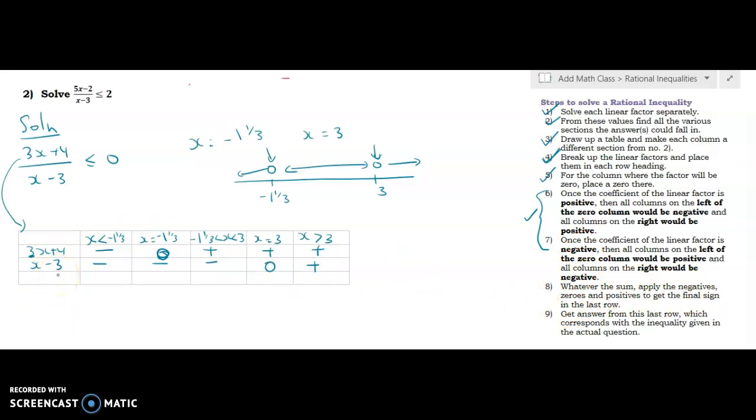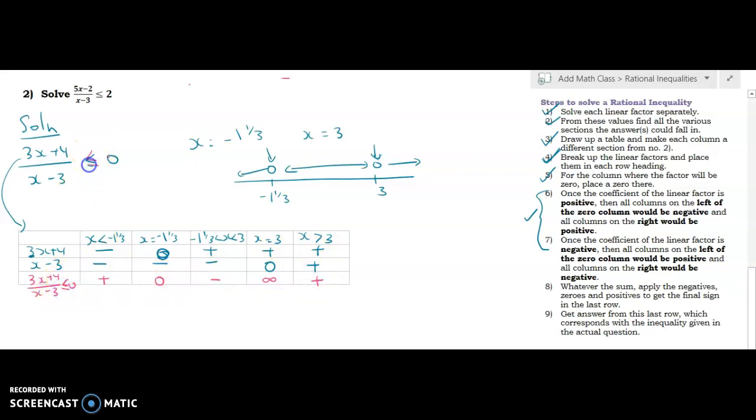Right, so what is my sum? My sum is (3x + 4) over (x - 3) is less than or equal to 0. Now I'm dividing these answers here. A negative divided by a negative is a positive. 0 divided by a negative is 0. Positive divided by a negative is a negative. Positive divided by 0 is infinity. Positive divided by positive is positive. So now, which one will give me less than or equal to 0?